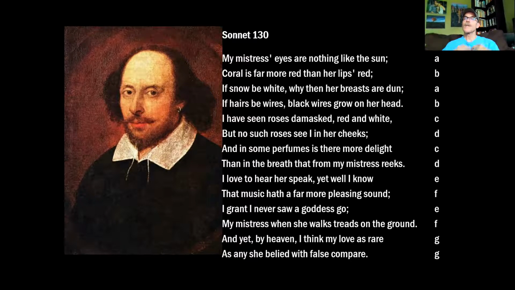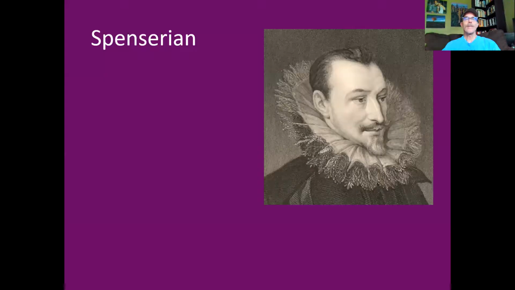Some marvelous dismount couplet. So, yet by heaven, I think my love as rare. So it's not only his love for her, but also she as his love is rare as any she. So it's a backhanded slap at the women that the other sonneteers are talking about, because he's suggesting that they are lying about them in all the comparisons that they are making, and he is not. Go William Shakespeare.